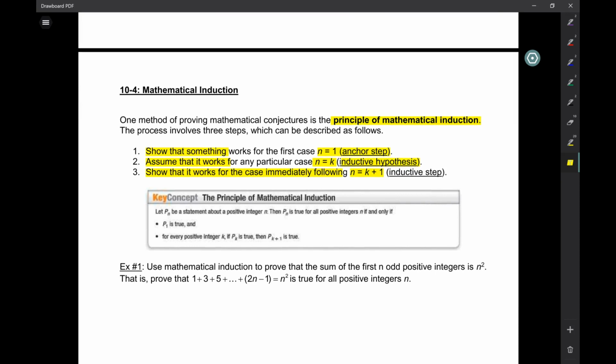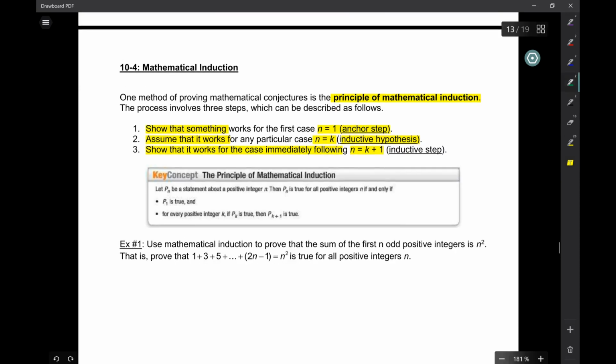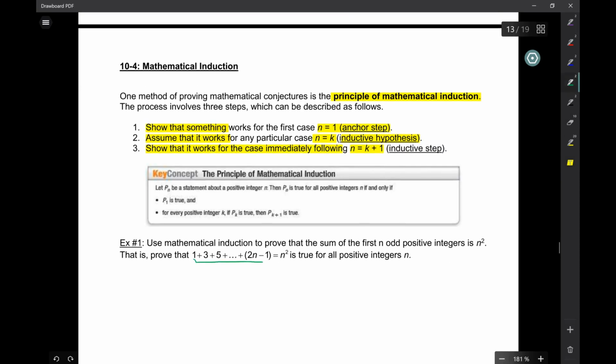So how does that work? Let me just show you what I'm talking about. Look at this one. What is this saying? This is saying, use mathematical induction to prove that the sum of the first n odd positive integers is n squared. That's a bold statement. The sum of the first n odd positive integers is n squared.